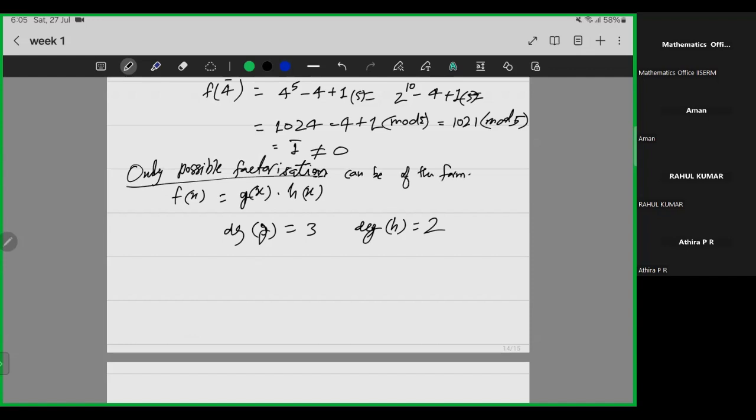Why? Because if a linear factor appears, that will give us a root, and f has no roots in Z5. The only possibility is this kind of factorization in Z5[x]. So if you have this kind of h as a factor, you have to assume that g bar and h bar are irreducible.